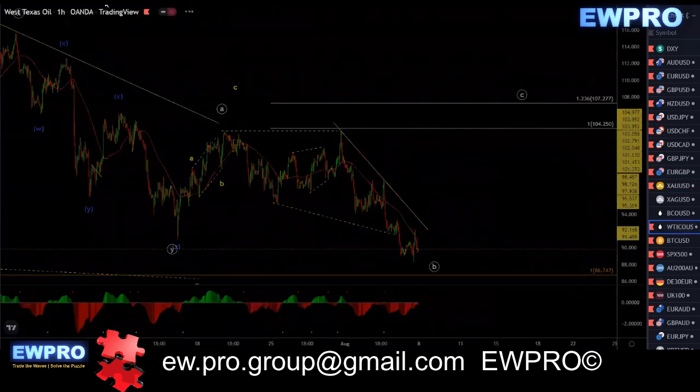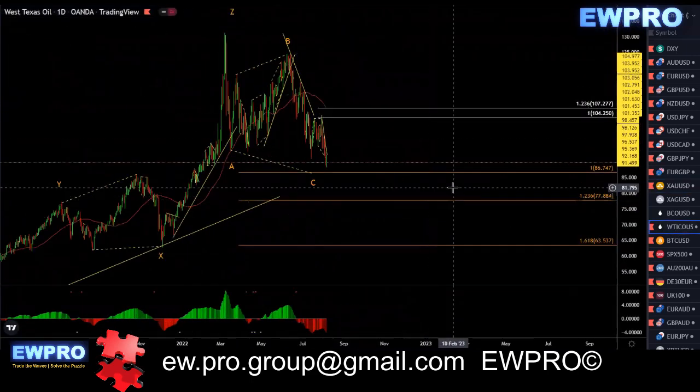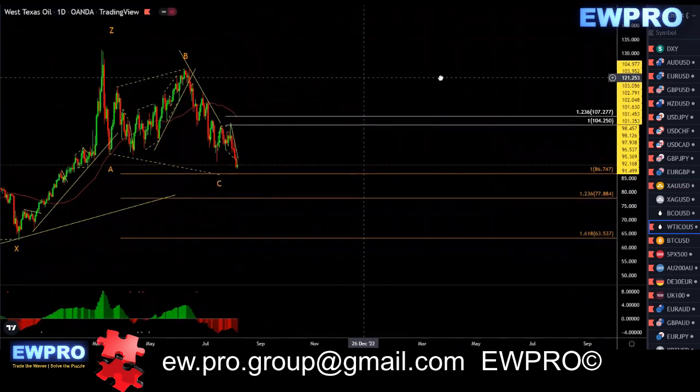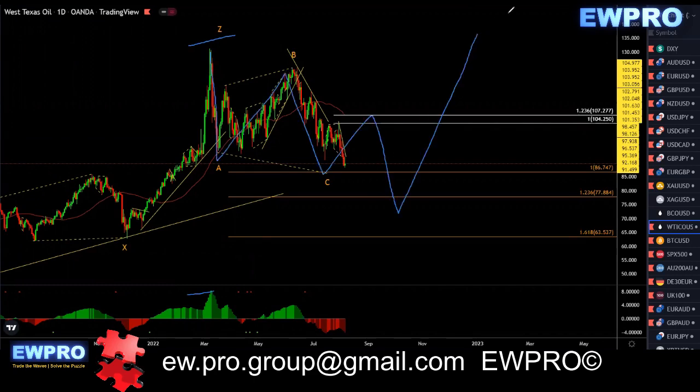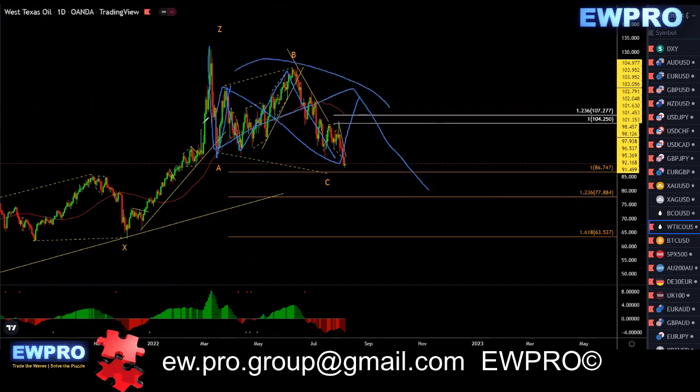WTI on the daily. So we got that H1 wave Z up and we lost all the bearish divergence. So just looking for a correction in here before more upside. Looking at it, we've got an A, B, C. So we may get an A, B, C in here and then like an A, B, C. This may still become quite complex.